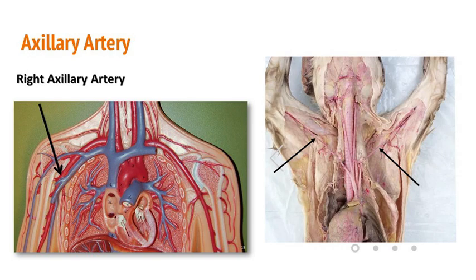The axillary artery is a large blood vessel that supplies oxygenated blood to the upper limb, shoulder, axilla, and the lateral aspect of the thorax. And we do need to know this on both the human and the cat.